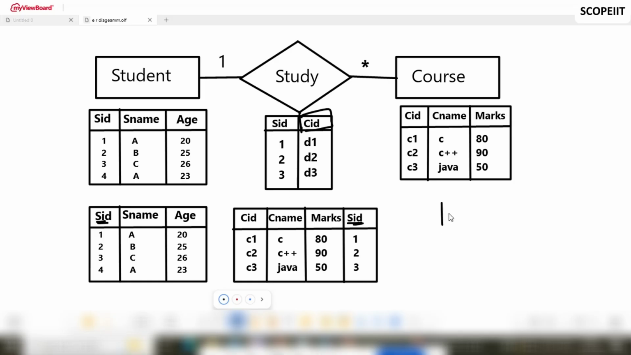And make a note, whenever it is a one to many relationship, then also it is divided into two tables. Got it? I hope you understood one to many.